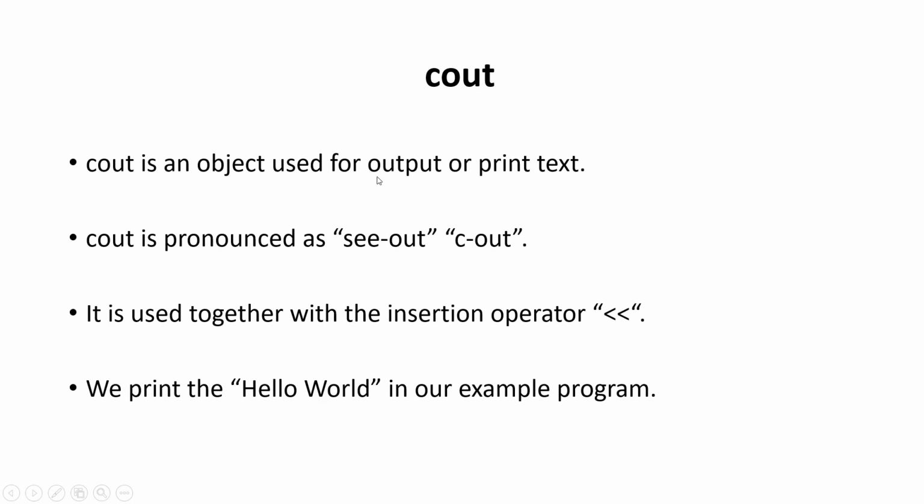cout. cout is an object used for output or to print text. As you saw in the last program, we use cout and cout prints something. This is the object used to output or print text. cout is pronounced as see-out. It is used together with the insertion operator. The insertion operator is used with cout, and these are double less than signs.